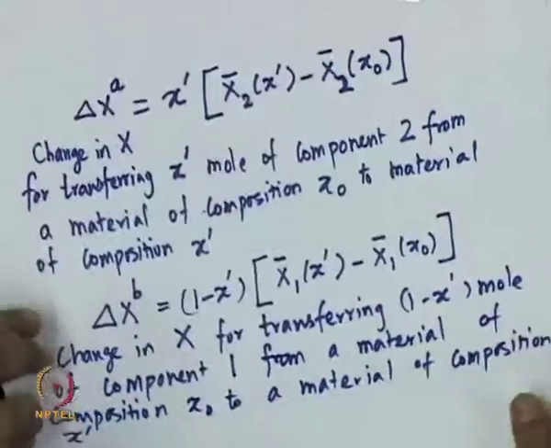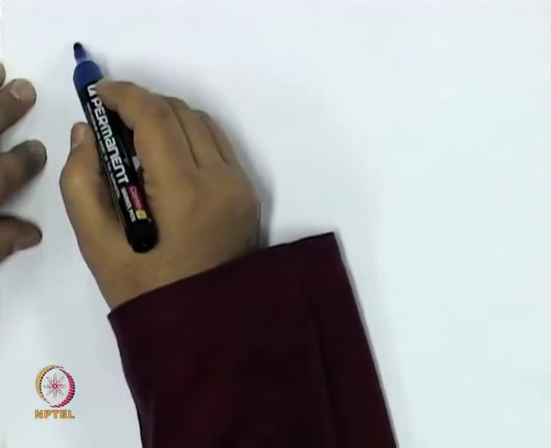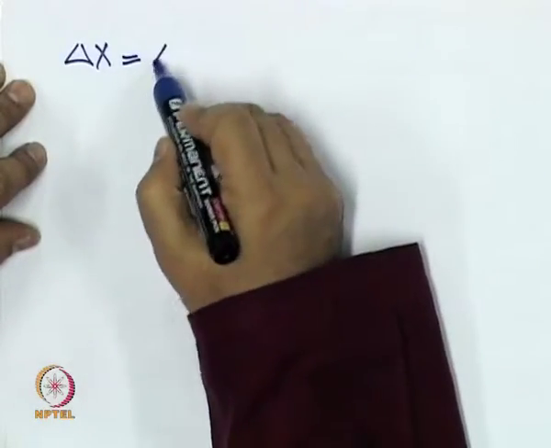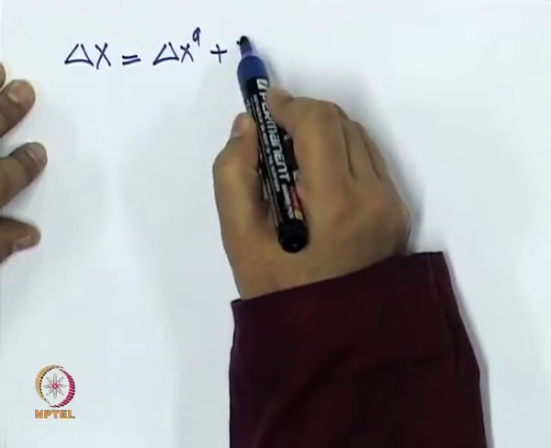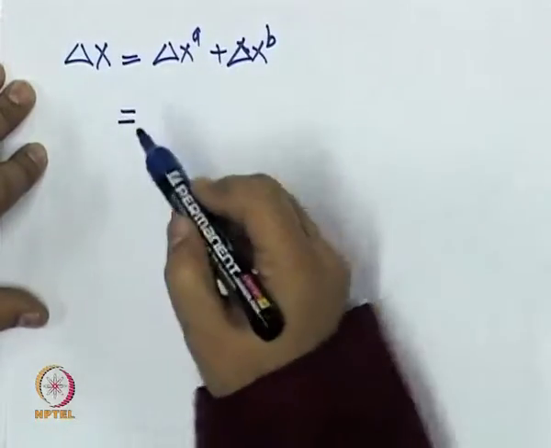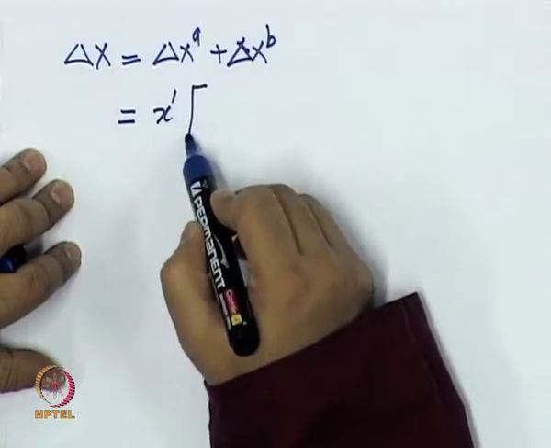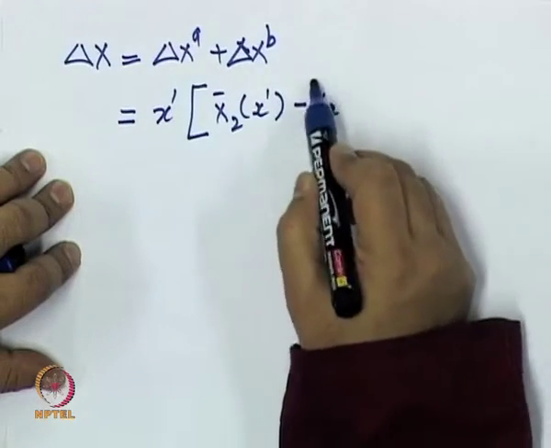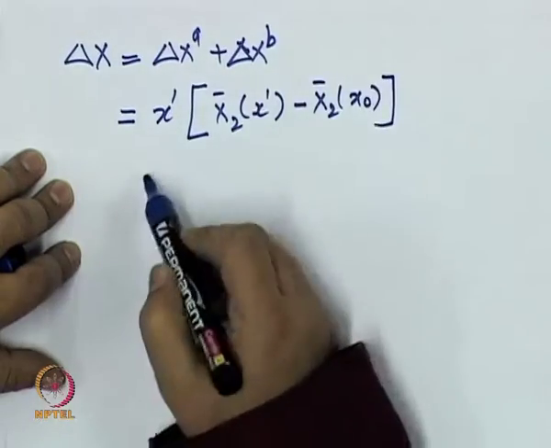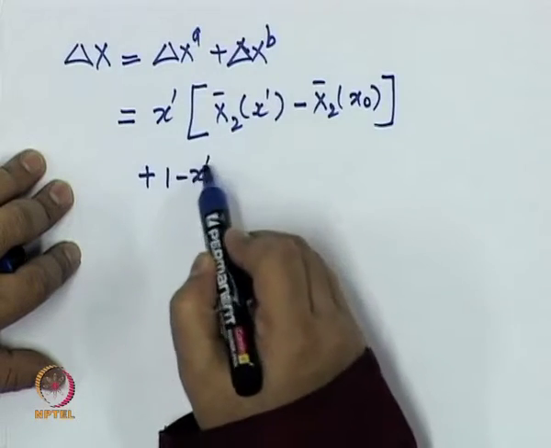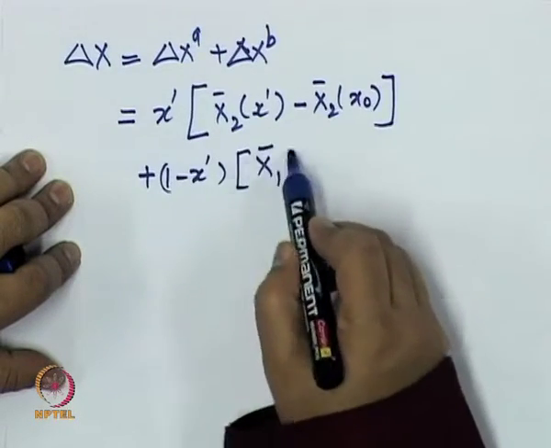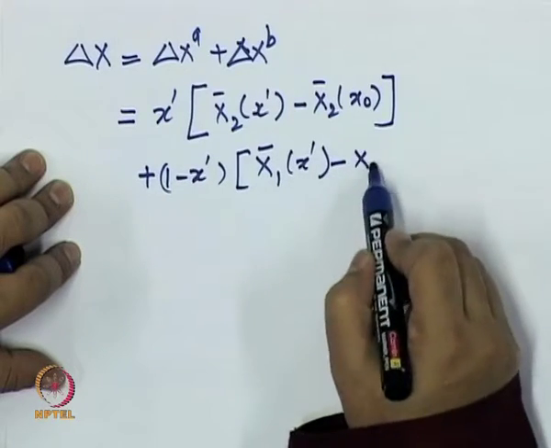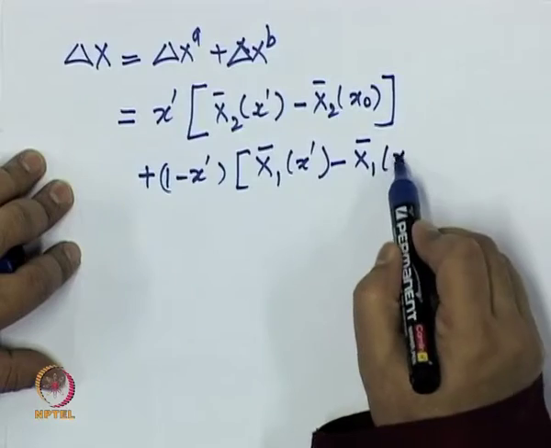Okay. So, if we then write the total change in the property, it looks like this. The total change in property delta x is nothing but the delta x a that we wrote and the delta x b that we wrote. That is nothing but x prime times x 2 bar of x prime minus x 2 bar of x naught plus 1 minus x prime times x 1 bar of x prime minus x 1 bar of x naught.